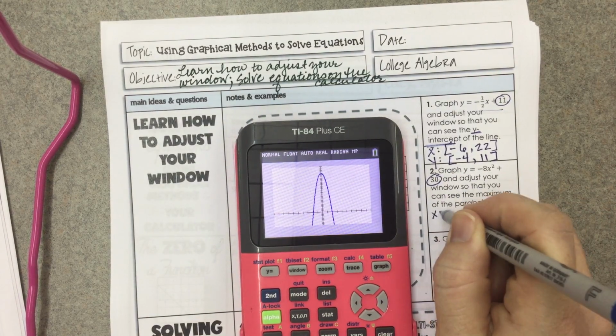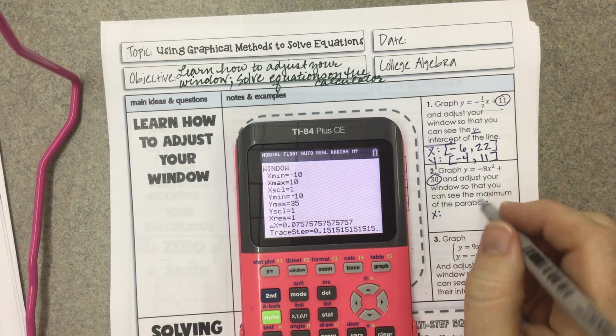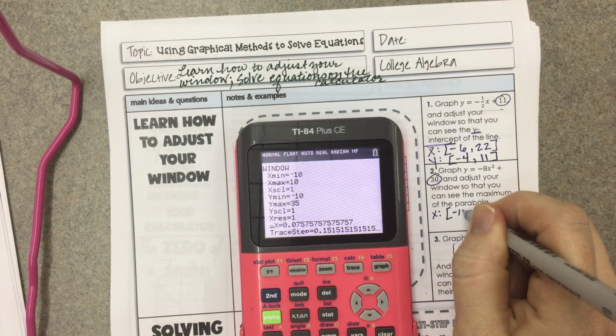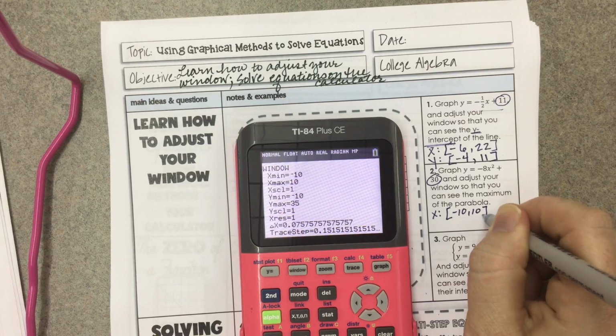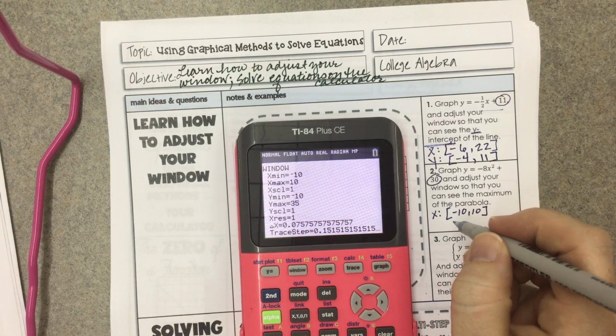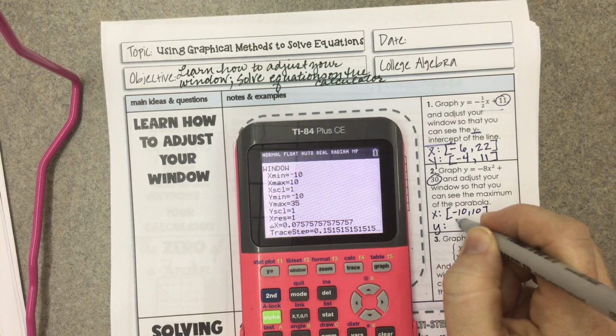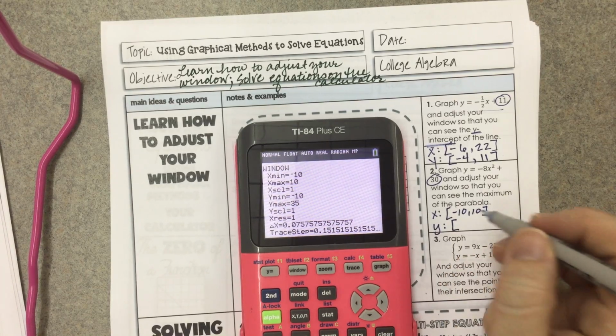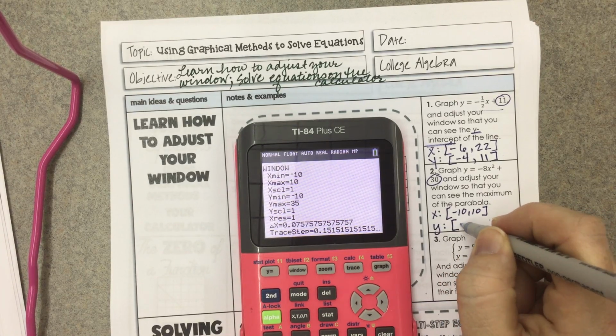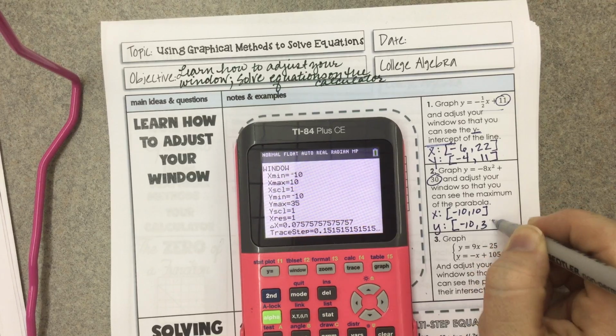So my x window is negative 10 to 10, and my y window is negative 10 to 35.